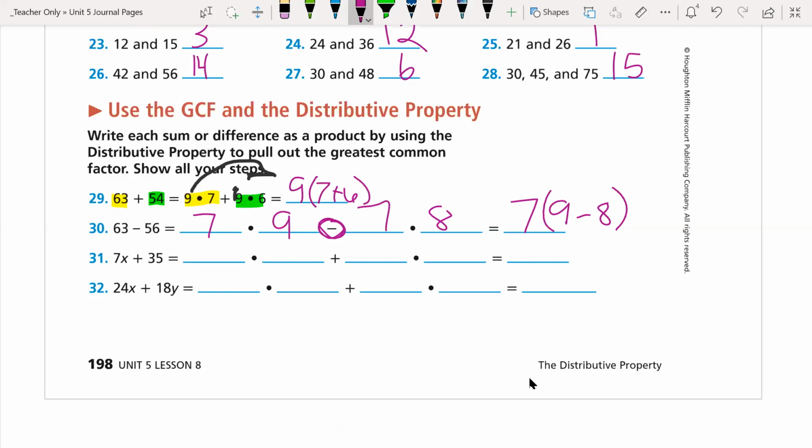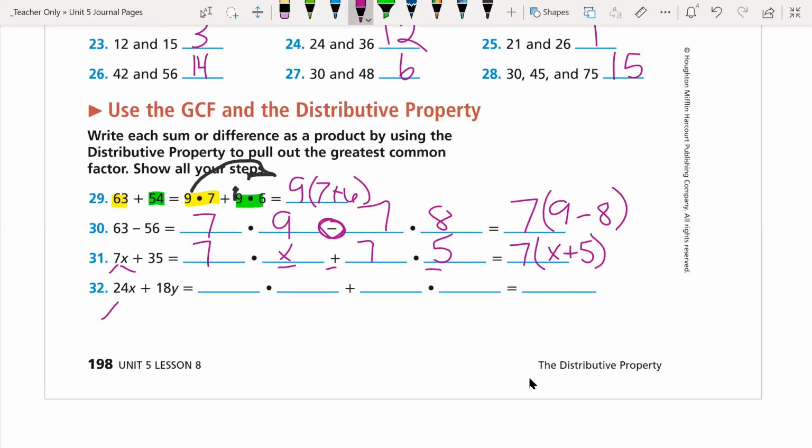Okay, number 31, I'm going to pull out 7 and x. These are the products, right? I can break 7x into 7 times x. And then 35 into 7 and 5, because the greatest common factor between 7x and 35 is 7. And so I'm going to pull these 7s out, and I'm left with x plus 5.